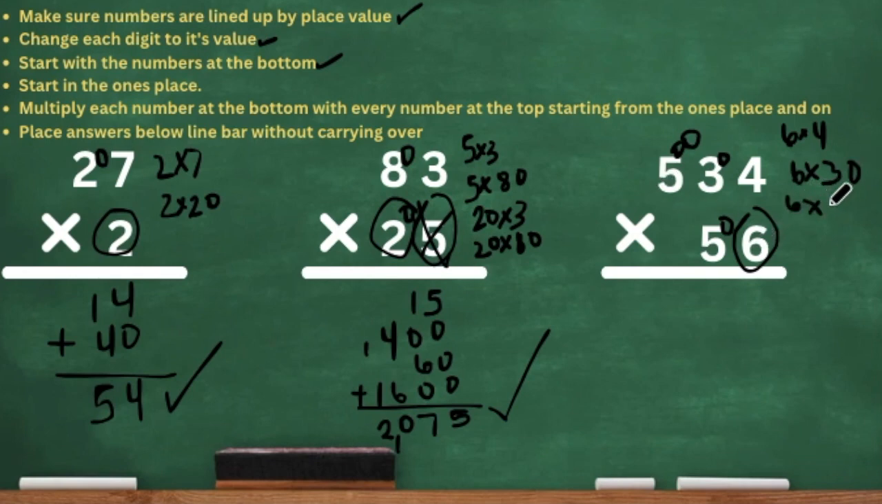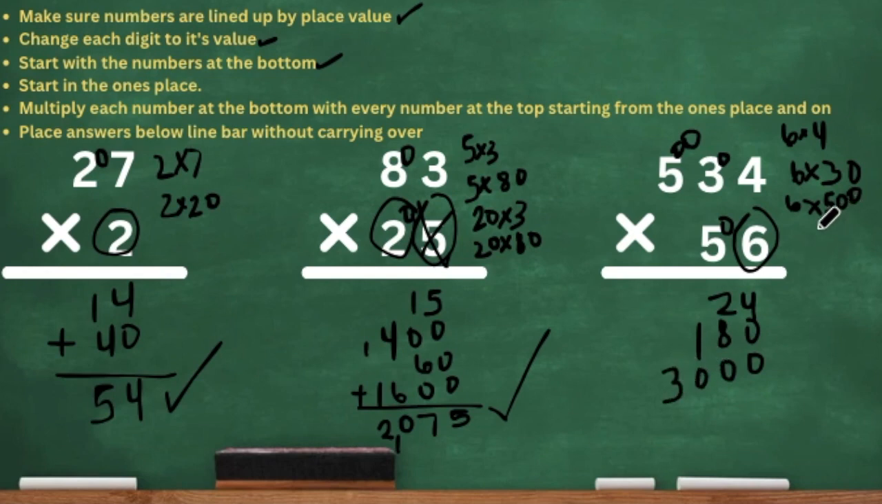Okay. So we know the 6 times the 4 is the 24. And then the 6 times the 30 is 180. And then the 6 times the 500, right? We're going to put my zeros down, which is 3,000. Right? So we are done with the 6. We multiplied it by every number at the top.